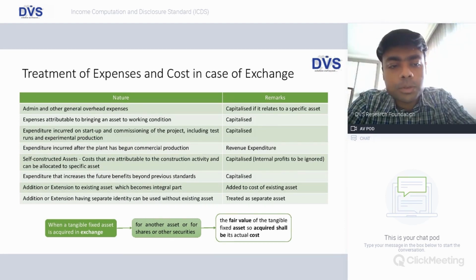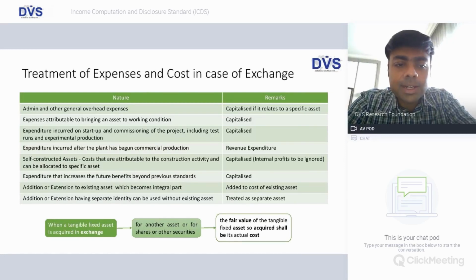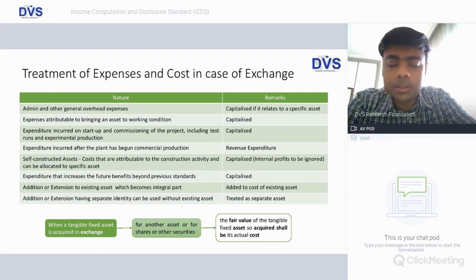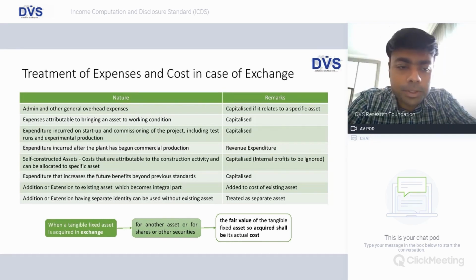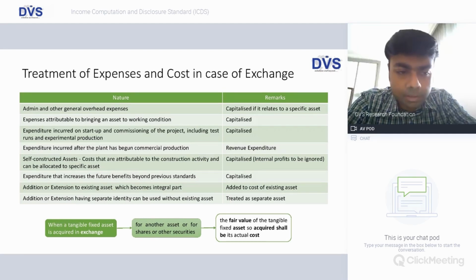And when it comes to treatment of expenses, how it works. Admin overheads will be capitalized if they relate to a specific asset. Expenses attributable to bringing the asset into working condition. So you buy a second-hand asset or a used asset and you try to bring it to shape for operation. Expenditure incurred on startup and commissioning, including trial runs, shall be capitalized. Any expenditure incurred post the plant getting into commercial production shall be deemed as revenue expenditure.